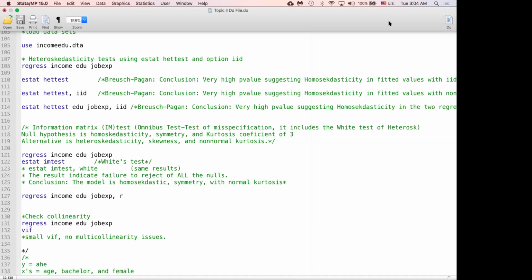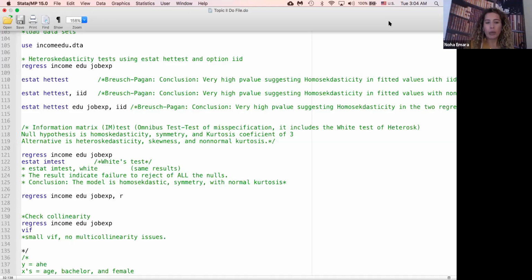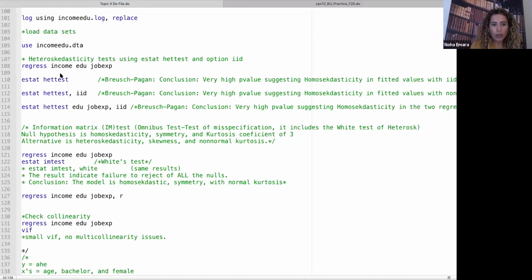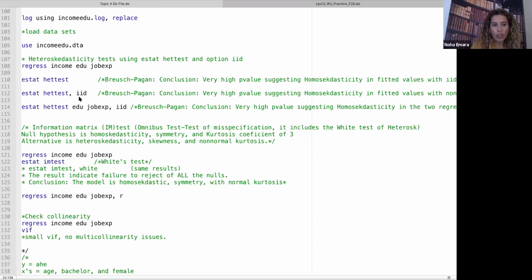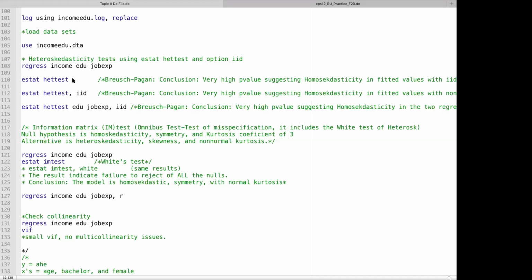Do the second line, the IID. So remember, the question that I said is assuming errors are IID. Anytime you don't write IID, it assumes that the errors are IID. When you add it, you're basically dropping this assumption. So when I ask you to assume errors are IID, you simply write it like here.